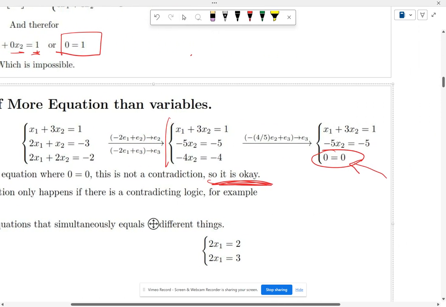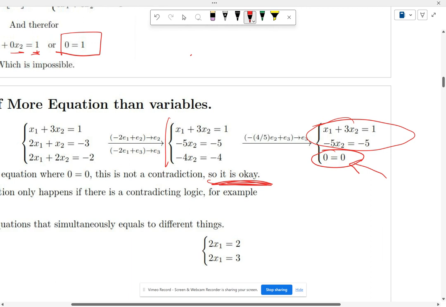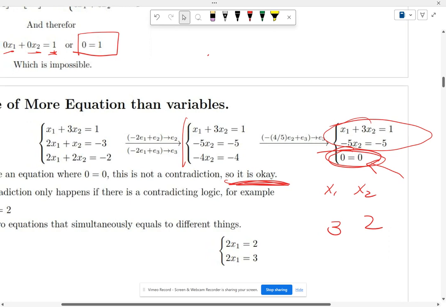And you can continue. Over here, in fact, if you continue, you're able to find x1 and x2. Remember, we have 3 equations with 2 unknowns. All you really need is 2 equations. So if one of them is not useful, that's okay. You can still go on and find x1 and x2.